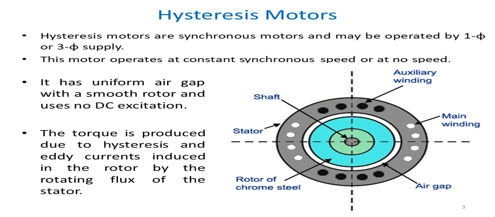So the stator is shown, its shaft is shown, rotor of chrome steel and air gap. This motor has uniform air gap and the rotor is a perfectly smooth cylinder. The rotor has some chrome steel material as the magnetic material outside the shaft of the rotor, or it can be a ring over the rotor, the outer ring of the rotor. The torque is produced due to hysteresis and eddy currents induced in the rotor magnetic material by the rotating flux produced by the stator.